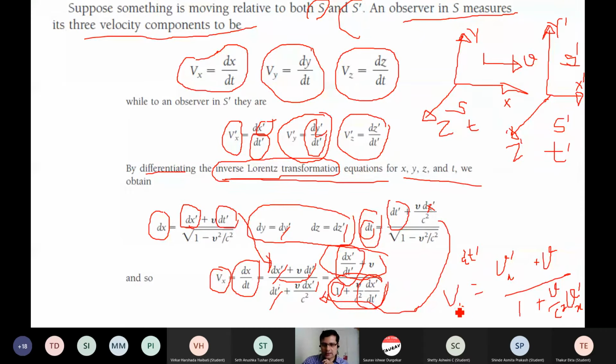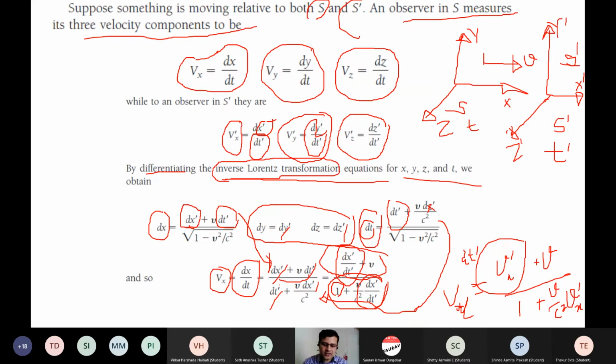So you will have the real velocity vx, which equals the velocity with which the object is moving in the S prime frame, vx prime, plus v, divided by 1 plus v by c square into vx prime. So it is like that. Just consider an example of a train, but this is not a classical thing. You need to consider a phenomenon where the particle is moving at a speed comparable to the speed of light.